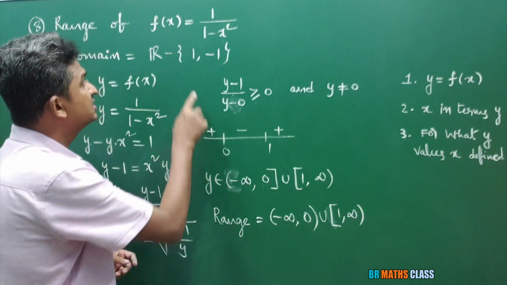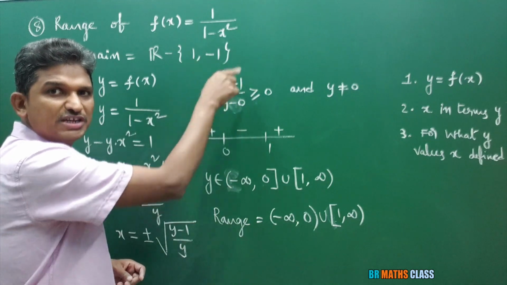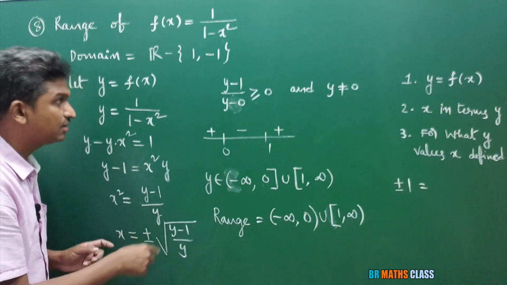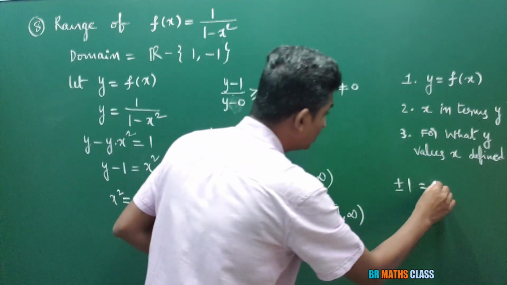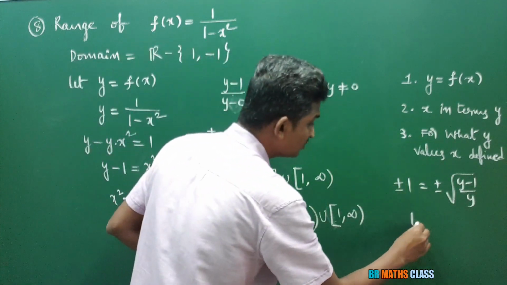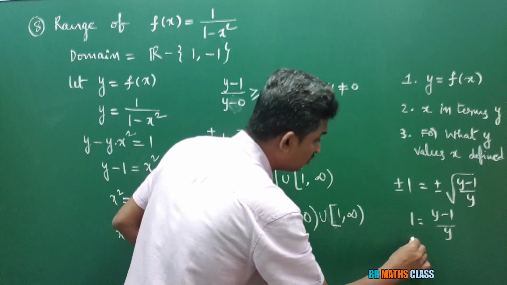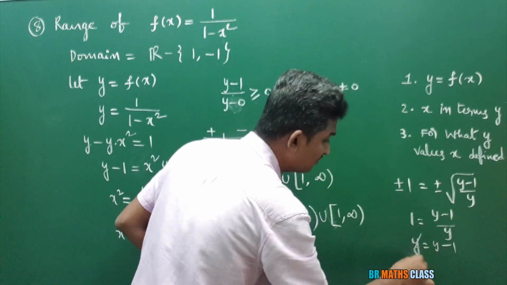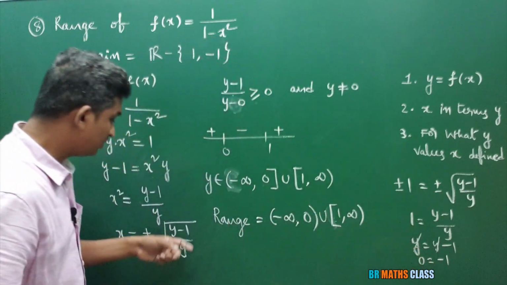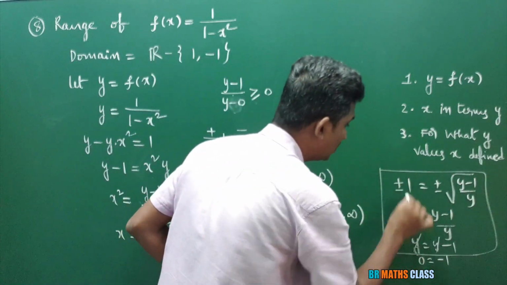And one more thing you need to consider: can the x value be 1 or minus 1? Those values are not in its domain, so is it possible that x is plus or minus 1? I'll check here. In this equation, in place of x, I write plus or minus 1, equal to plus or minus root of y minus 1 divided by y. You square both sides, what will you get? 1 equal to y minus 1 divided by y. Now you cross multiply: y equal to y minus 1. y will get cancelled, you will get 0 equal to minus 1. That means it is not possible. Whatever y value you take, x will never be plus or minus 1. So nothing to worry about this point.